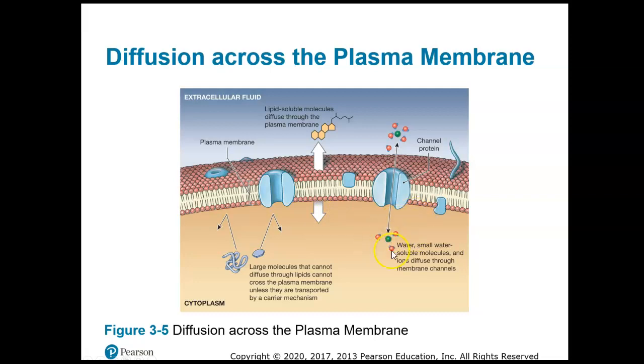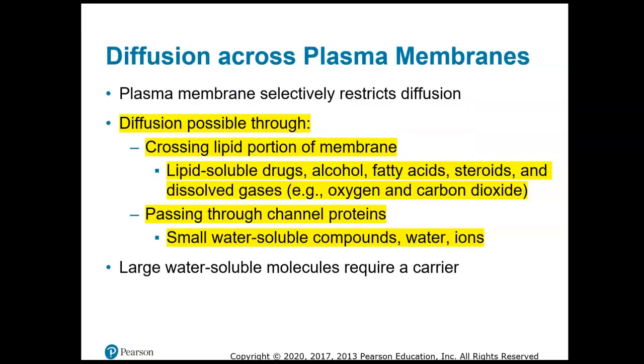Water and small ions are going to diffuse through a channel protein. There's more water outside the cell than inside, so water is going to diffuse into the cell. And it's showing you that large molecules are not going to be able to diffuse unless they are transported by a carrier protein, and we call that something different. It's not just called diffusion.